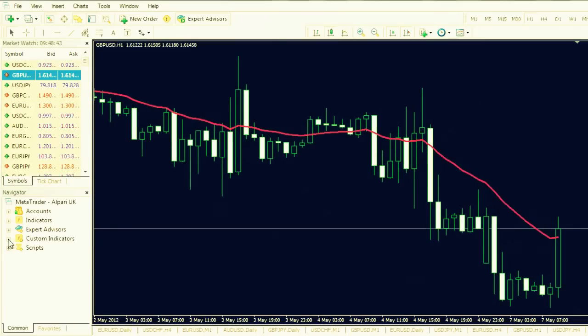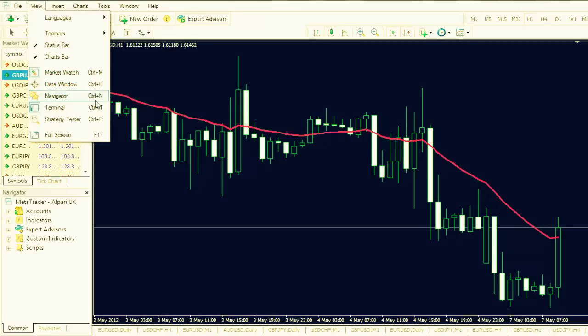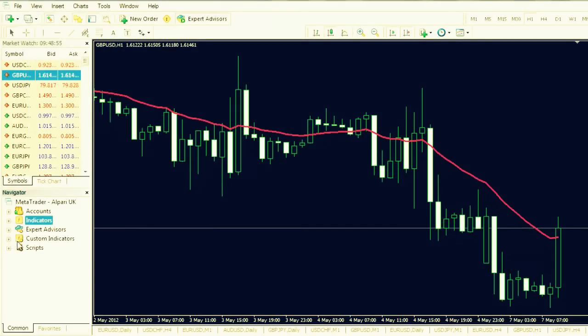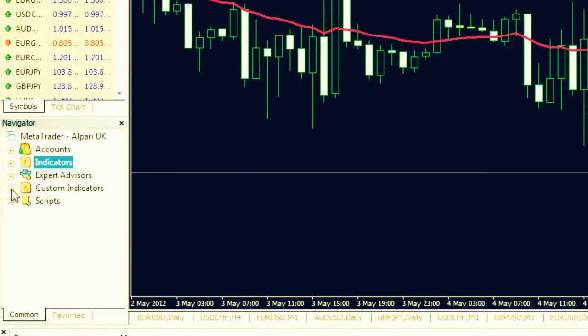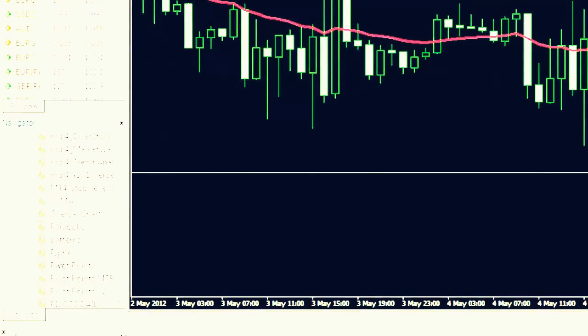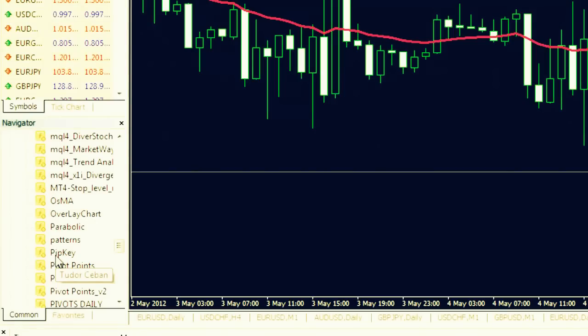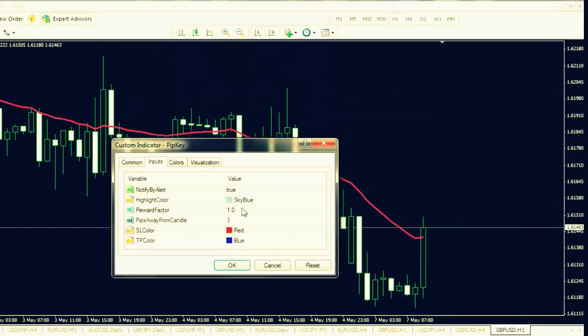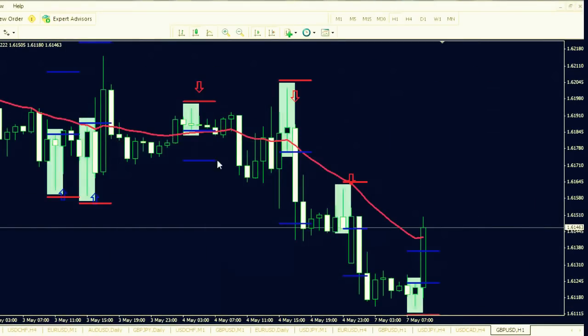Under the custom indicators on the left side in the navigator window, if you don't have a navigator window, just click on Ctrl+N or go to View and click on Navigator. So here under the custom indicators, you will see an indicator named PipKey. So all you need to do is just drag and drop it to your chart. Click OK, and here you go.